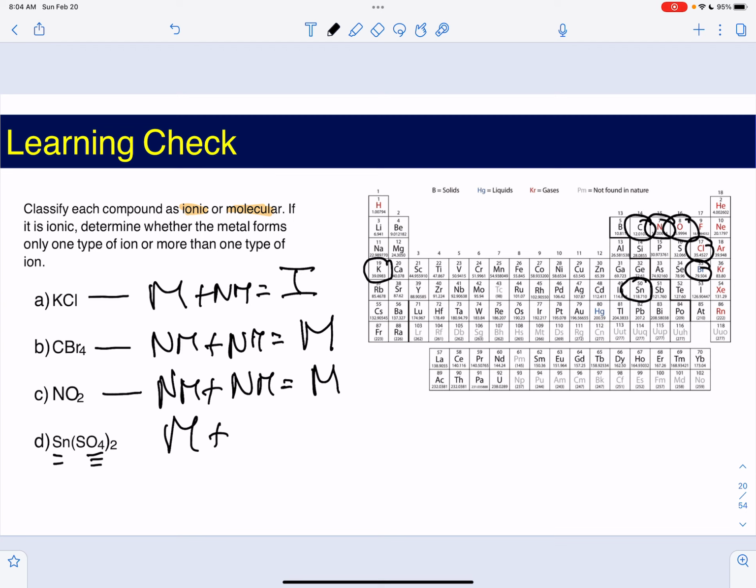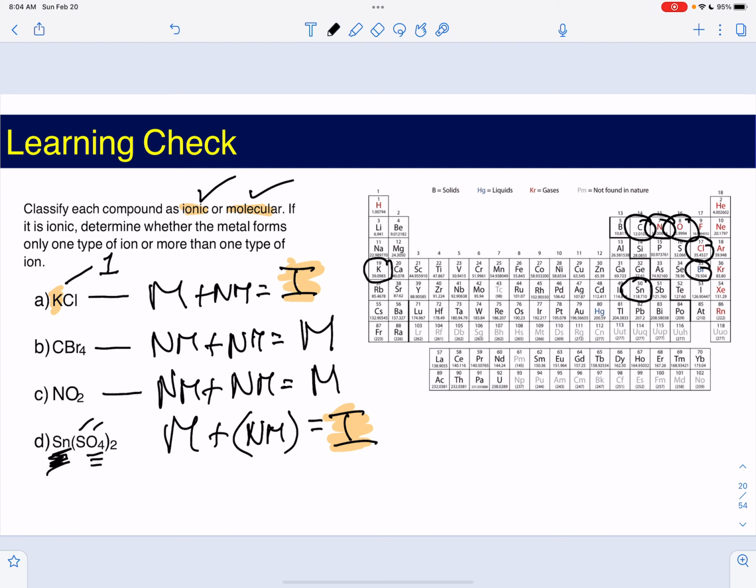This one has tin, which is a metal, combined with sulfate. So what is that? That's what we call a polyatomic ion. We will be talking about that very soon, but as you notice, sulfur and oxygens are non-metals. So in general, this is combined with non-metals. Therefore, ionic. So this answers the first part of the question. If it is ionic, so this one and this one, so only for the ionics, determine whether the metal forms only one type of ion or more than one type of ion. So the metal here is potassium, not a transition metal, so only one type of ion.